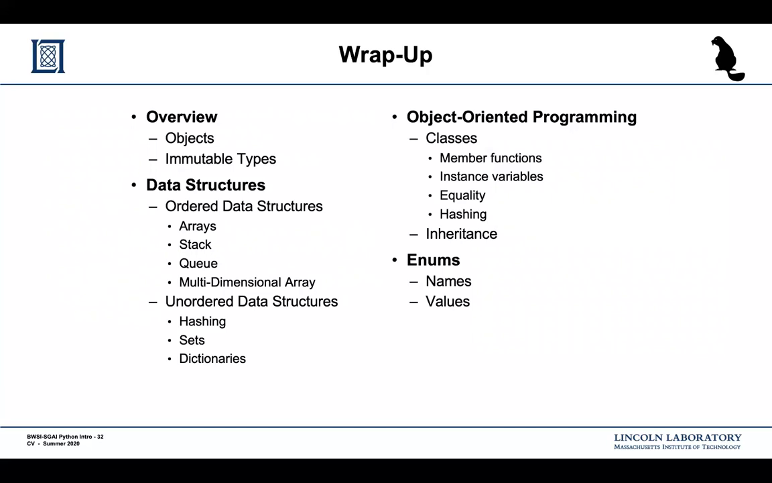And then in terms of object-oriented programming, we have classes, which have member functions, right? Functions that ride on the classes, instance variables, variables that define from the classes, equality, and hashing. And those are obviously all important when you're using them with things like sets and dictionaries. And then inheritance to let you define how classes extend from other classes. And then briefly touched on enums. They just have names and values. It hides complexity. It's a good thing to use in your code when you're trying to hide away some of this technical stuff.